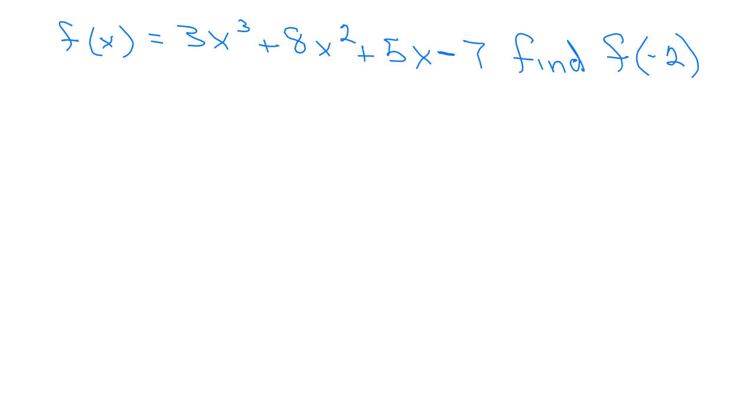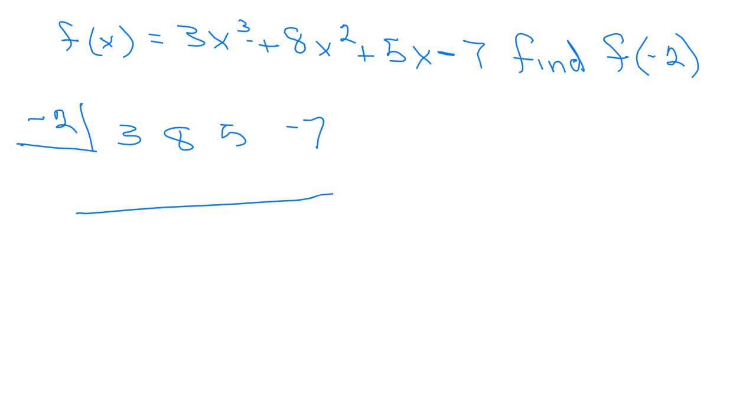I'm back now. We're going to put negative 2 on the outside. Our coefficients are 3, 8, 5, and negative 7. 4 of those are power 3, so we've got the right number. While talking, I also checked my signs are correct. So bring down the 3. 3 times negative 2 is negative 6. That's 2. That's negative 4. That's negative 2.